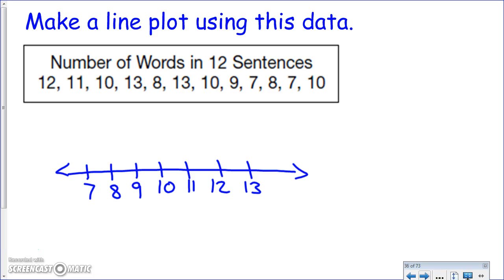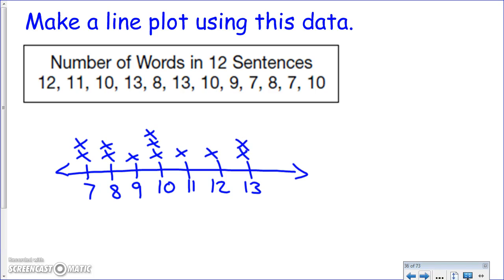And the nice thing is, since we've already done the tally chart, we can go back and look at that and read the frequency. Or you can just look at the list above and copy it down. So we know from our chart we have 2 7s. So we're going to put 2 X's over the 7. 2 8s. 1 9. 3 10s. 1 11 and 1 12, and 2 13s.